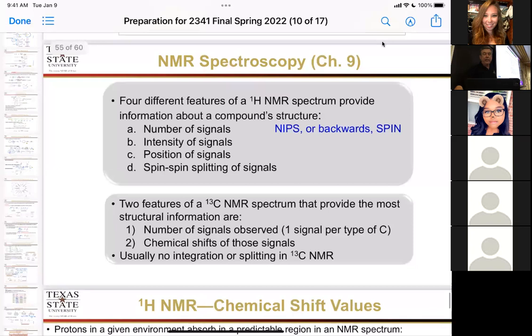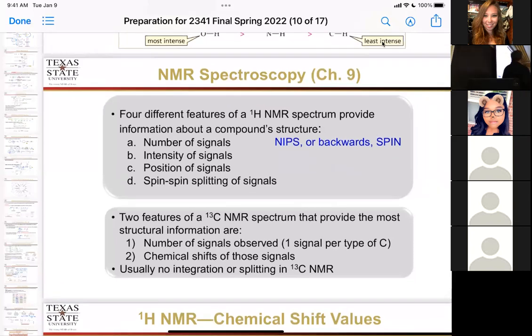And in NMR, we had 2 things to remember. In our proton NMR, we have 4 things to look for. Number of signals, the intensity or integration of signals, the position or shift, and the spin splitting. Now, make sure you look at the spin splitting patterns that were given, being able to recognize them quickly is going to help you.